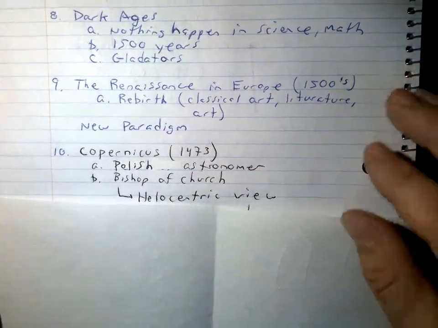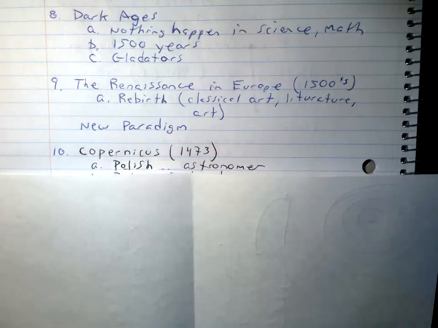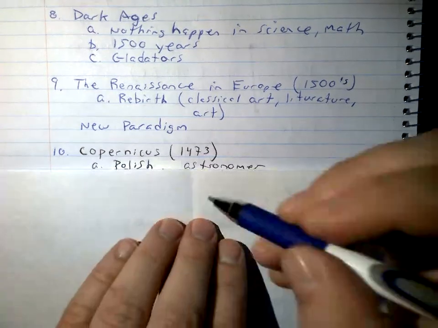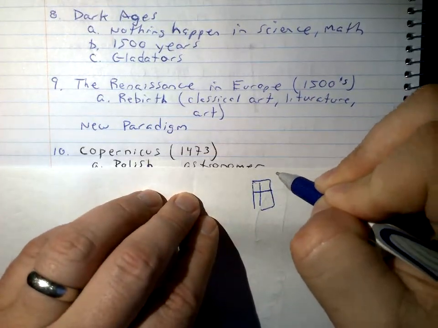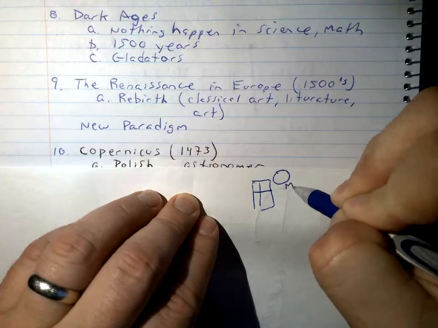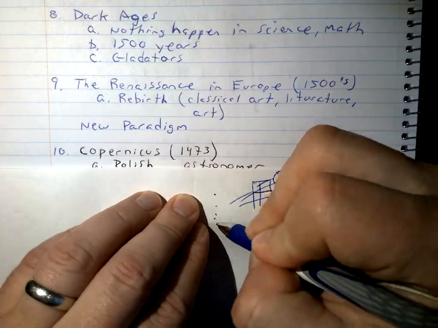Nicholas Copernicus, he was a Polish astronomer. He worked for the church. But his night job or side job, his hobby, was really astronomy. And he wanted to look at the world, and he was in his room and he had a window here, and at night the moon would shine through his window at different spots.